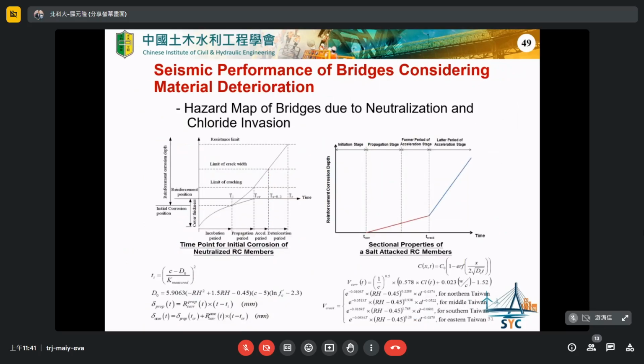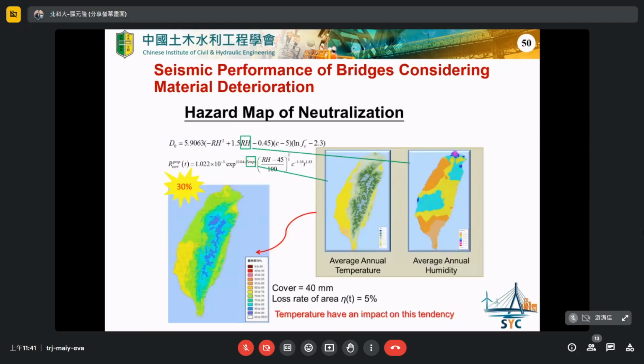So we collected lots of inspection data and analysis data from the Highway Bureau. And we made a regression equation to illustrate 4 different stages, including incubation period, propagation period, acceleration period, and deterioration period. Different deterioration periods have different corrosion speeds. So according to the equation we regressed, we can make a map of the deterioration of the material all over Taiwan.